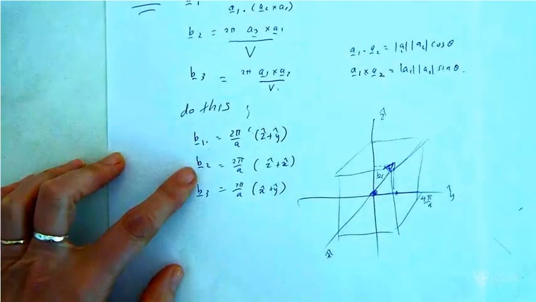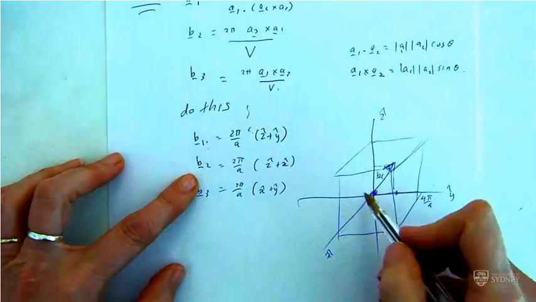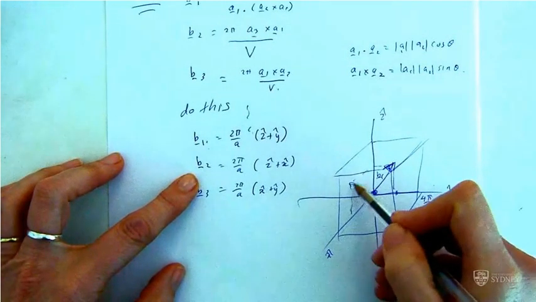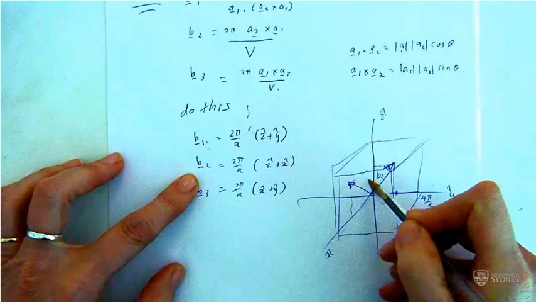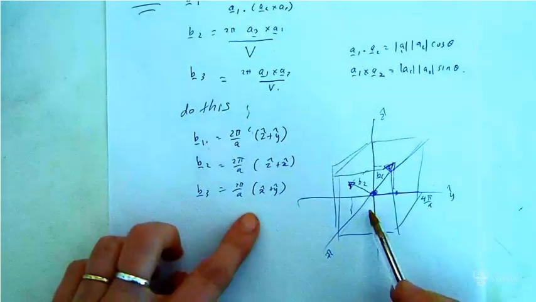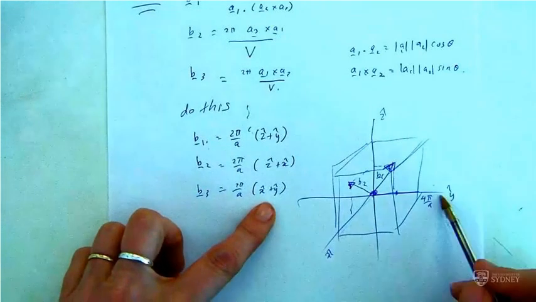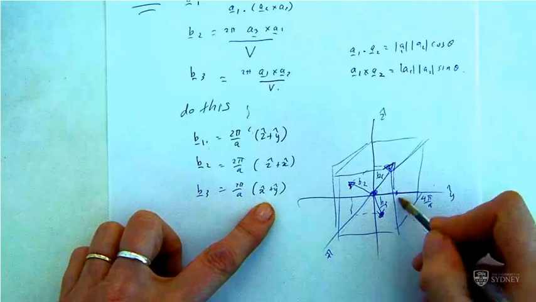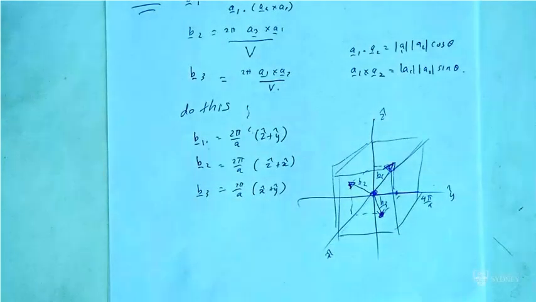B2 is Z and X. So the B2 points here, to the middle of this side here, B2. And B3 is in the X and Y plane here. Okay, there we are. So, I don't know if you remember, but these vectors and this geometry is exactly the FCC primitive cell.